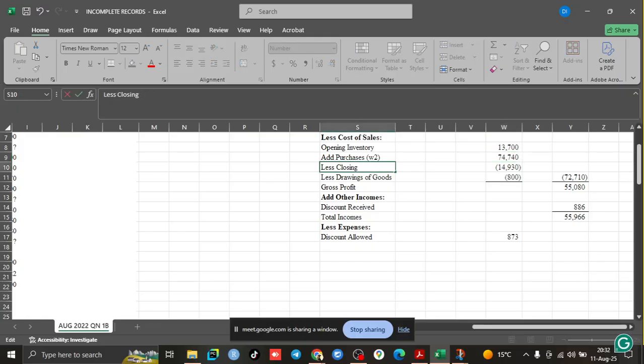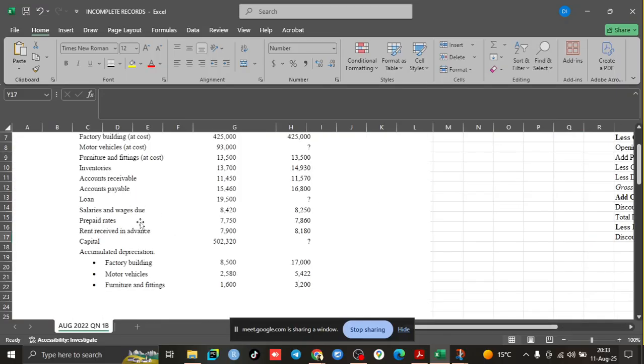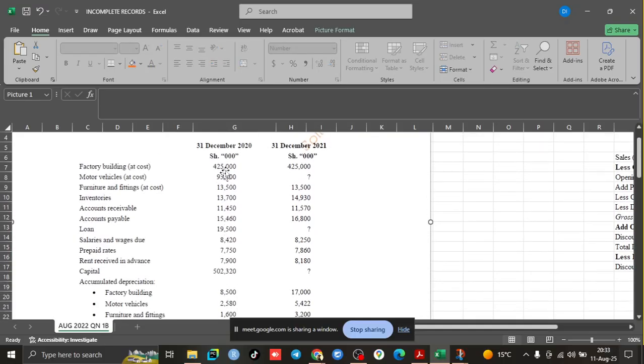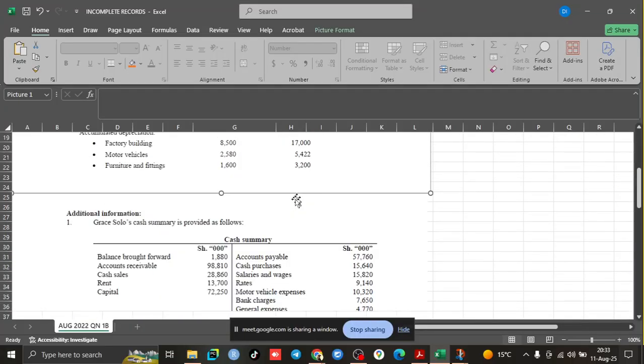It's a better term, inventory. Then remember, drawings of goods inatolewa kwa cost of sales, na bado itatolewa kwa drawings though. So tuko na gross profit as follows hivo, then add other incomes kama discount received. I'm tempted pia kusema rent. Kuna prepaid rent anywhere huku? Rent received in advance, yes. So kuna rent received in advance ya 31st December, pia ya 31st December 2021.